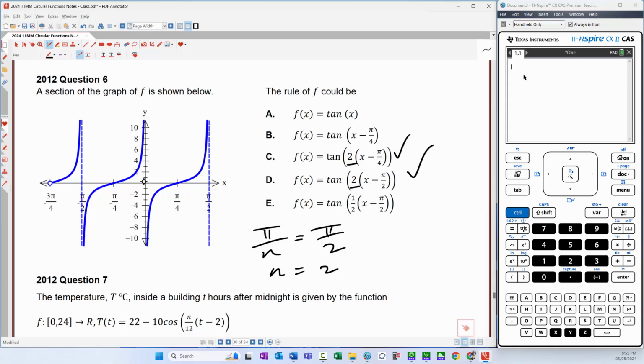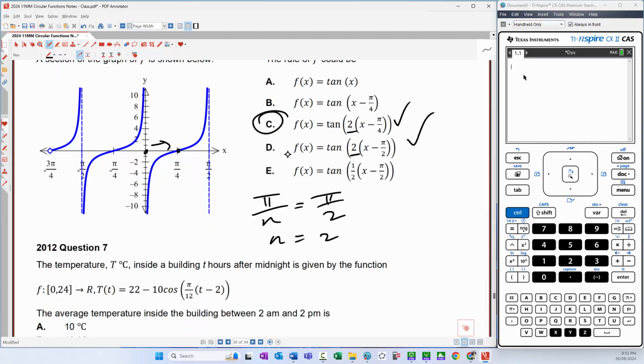And what we can see here is that the standard tan goes through the origin at 0, 0. This one goes through the origin, well not the origin, but we can see that that point there has been moved pi on 4 to the right. So this one would represent pi on 4 to the right. So our answer is C.